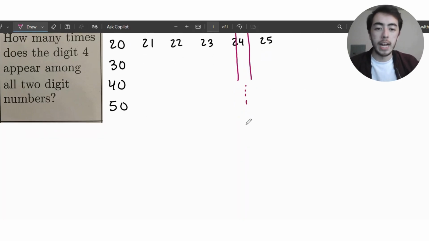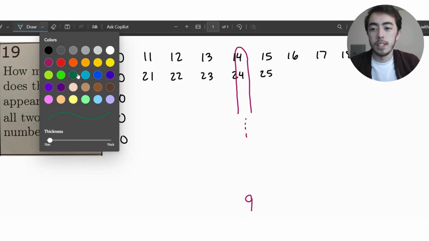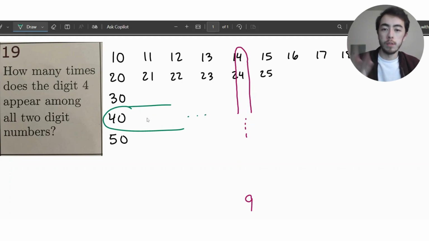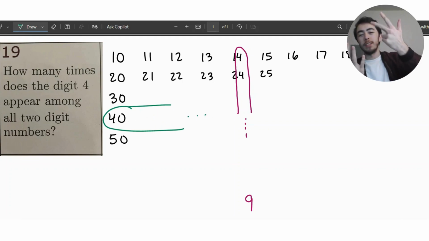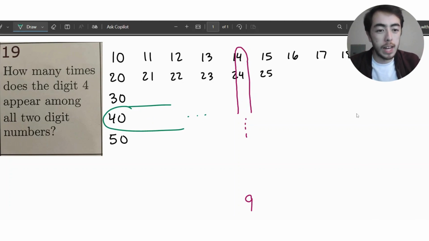And so that's 9 distinct 4s. Okay. The other 4s that we're going to find are in the tens place of all of our 40s. And so here we're going to have 40, 41, 42, 43, 44, 45, 46, 47, 48, 49. And then so in all of our 40s, counting in the tens place, we will have 10 4s.